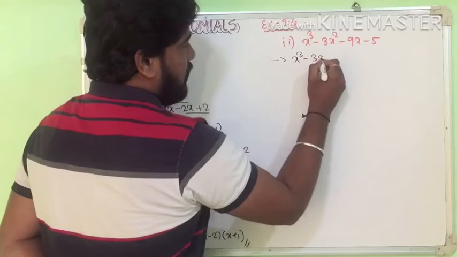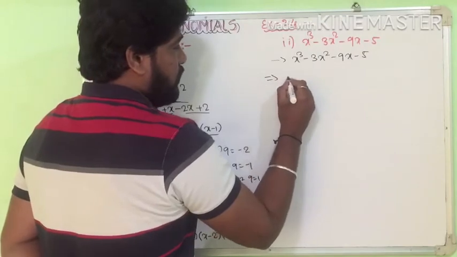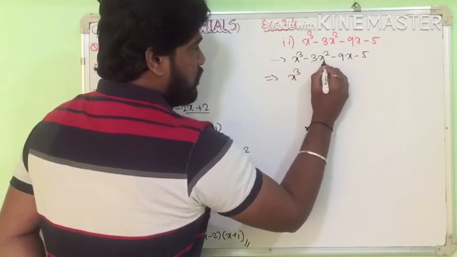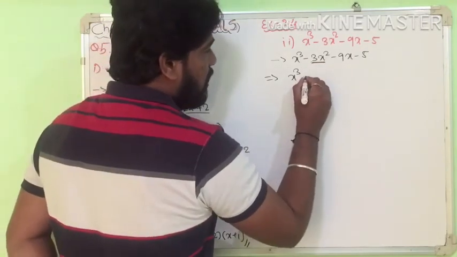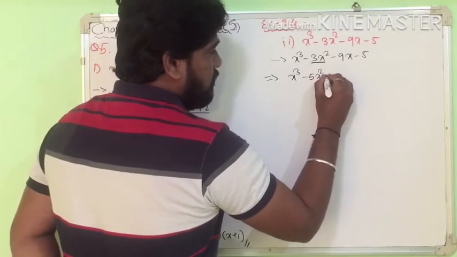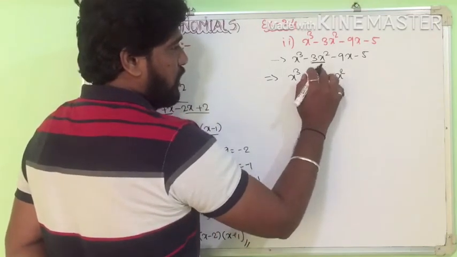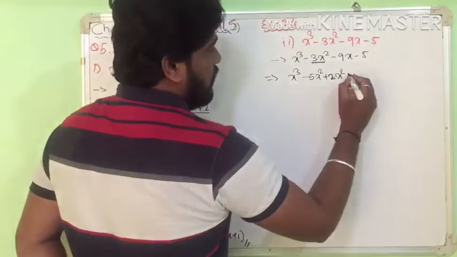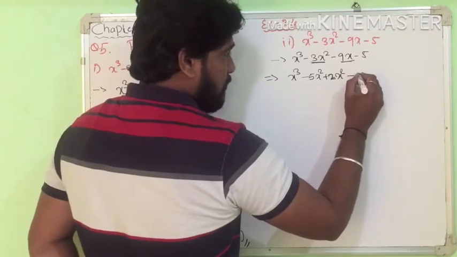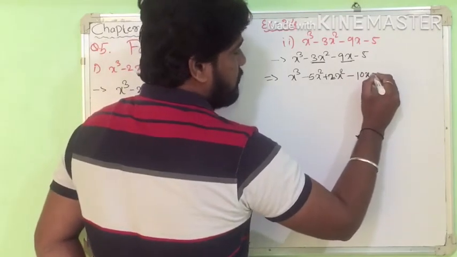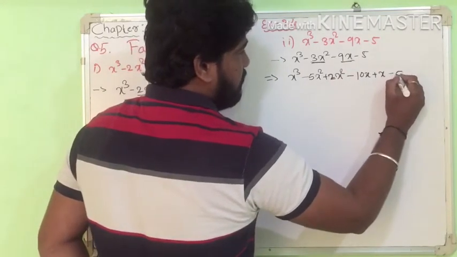x cube minus 3x square minus 9x minus 5, right? So this one we rewrite, we make a modification here. Minus 5x square plus 2x square. So minus 5x square plus 2x square becomes minus 3x square. And here, 9x we make a modification, minus 10x plus x. So we make a minus, and minus 5 as it is.